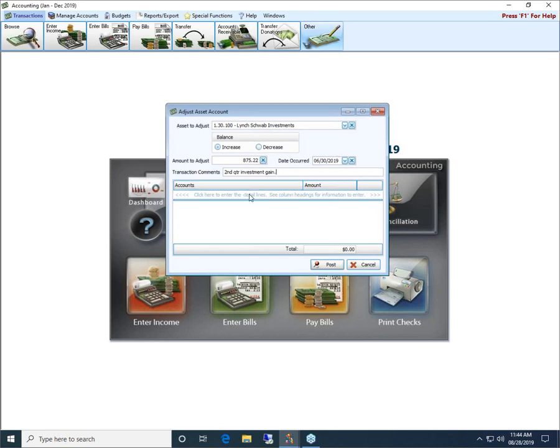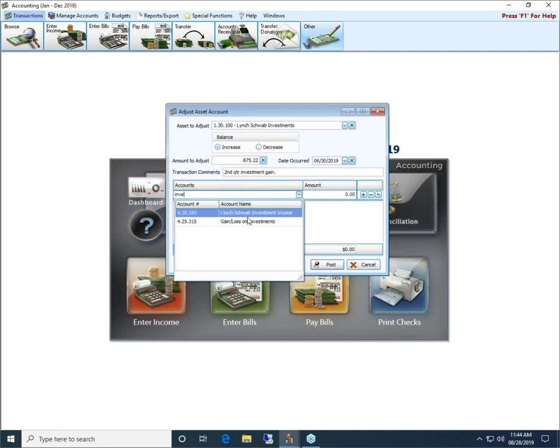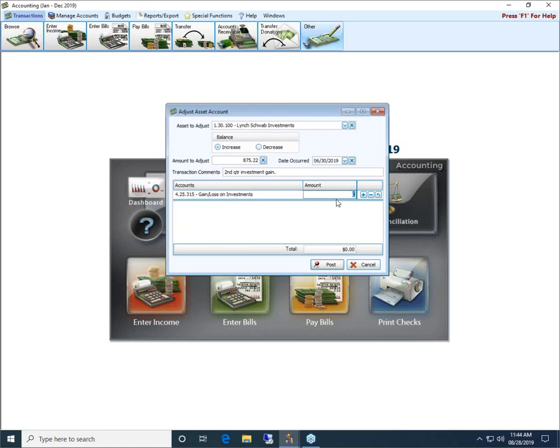Now here, under our account, again, folks, this is a dual entry fund accounting system, so we have to choose two accounts. So again, I could go down here and I could choose gain and loss on investments, or I could do Lynn Schwab investment income. We're going to choose gain loss on investment, and I would do the same thing, put in the same amount, $875.22.